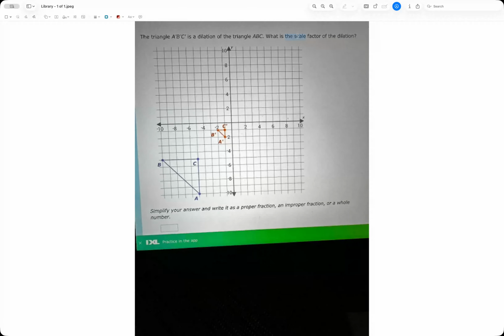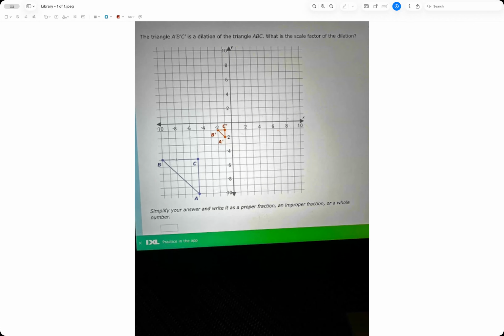Okay, what is the scale factor of the dilation? Now that means we need to have a look and find what number we would have to multiply each of the side lengths by in order to get us this smaller triangle here. Okay, so that's not so bad. It is the same shape as the triangle.